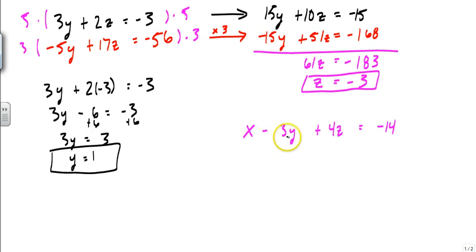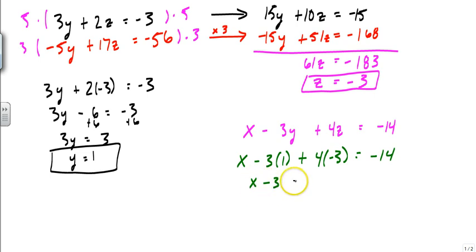So I know what y is, I know what z is, I'm trying to find out what x is. So let's use green. So x minus 3 times y, which in this case is 1, plus 4 times z, which in this case is negative 3, equals negative 14. So x minus 3 minus 12 equals negative 14. So this is negative 15. So when I add 15 to both sides, I get 1.